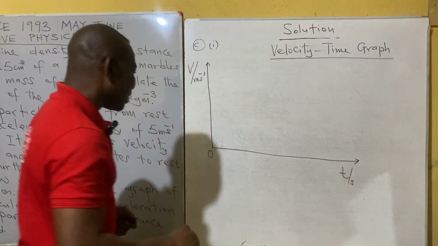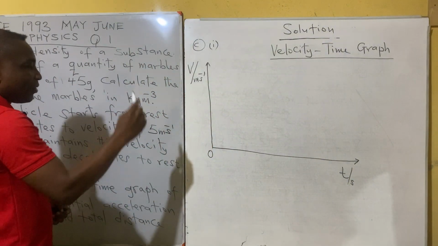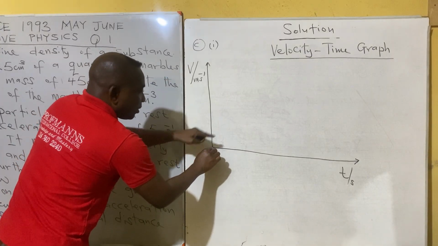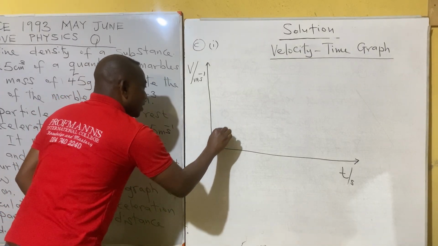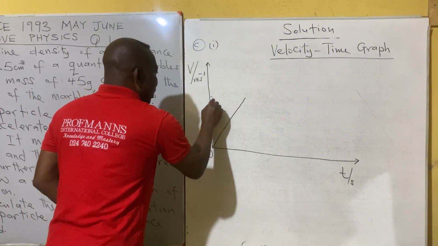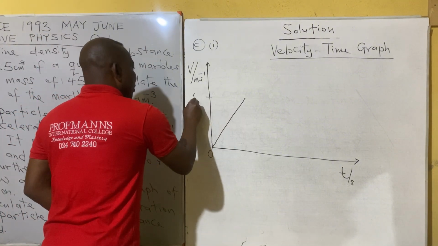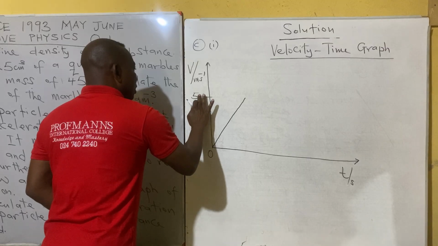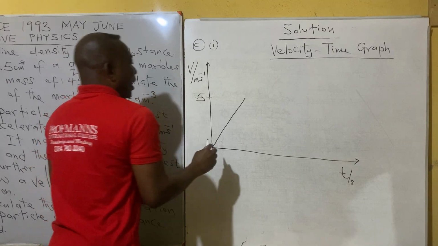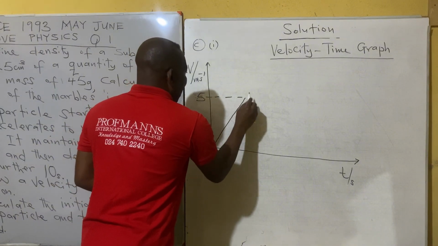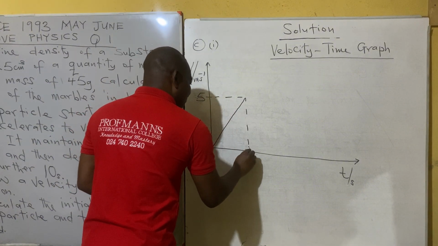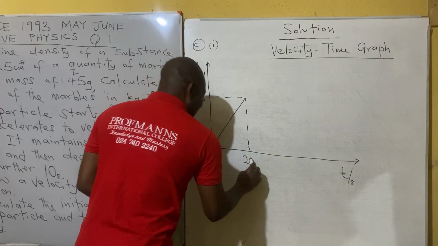So we are told that the particle starts from rest and accelerates. Starting from rest means velocity 0, time 0, and accelerates. So acceleration goes like this, uniformly. And then to a velocity which is 5 meters per second. So this is 5 meters per second. And we are told that the time is 20 seconds.